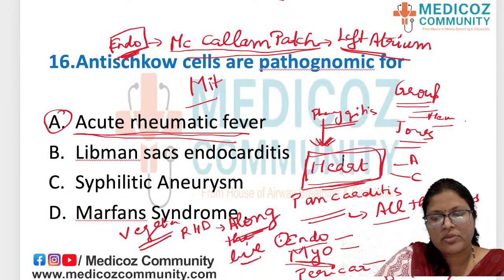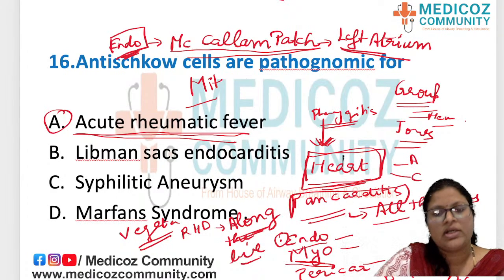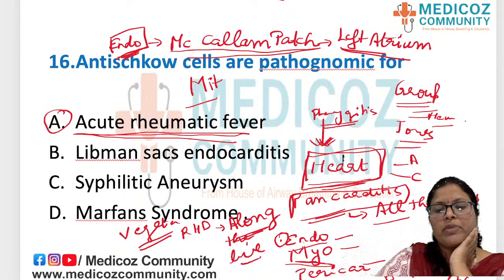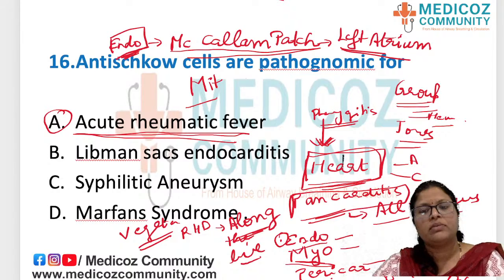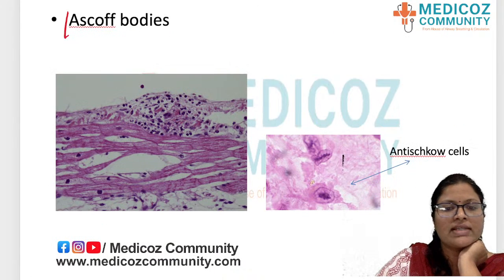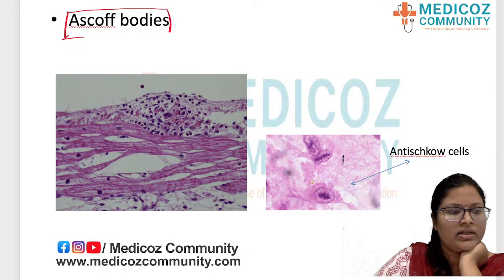So it causes inflammation in all the three layers, so it causes a pancarditis picture. In the endocardium, you see McCallum's patch. In the pericardium, you see adhesive pericarditis. What do you see in the myocardium? In the myocardium, you see something called Aschoff bodies, right?